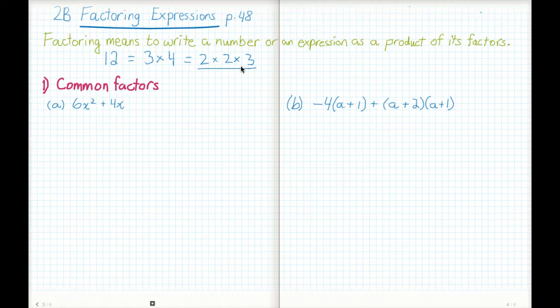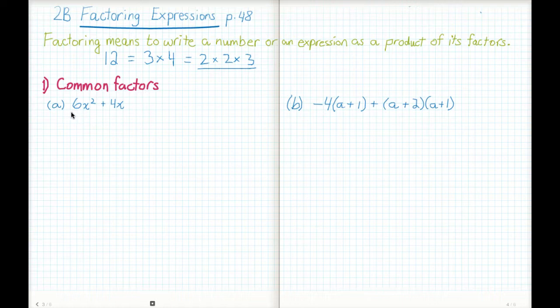2 and 3 are factors of 12. That means when you multiply them together, they equal 12. We're going to do the same kind of thing, but with algebraic expressions. So the first pattern or first method, the first thing we can look for in helping us figure out how to find the factors of an expression, is to look for common factors. That's what you see here, common factors.